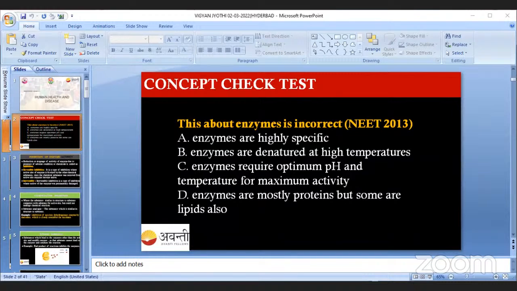So what happened in the irreversible inhibition? Is it okay? Okay, fine. I will move once again.